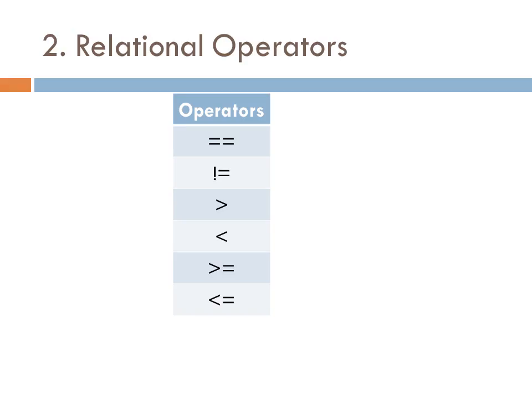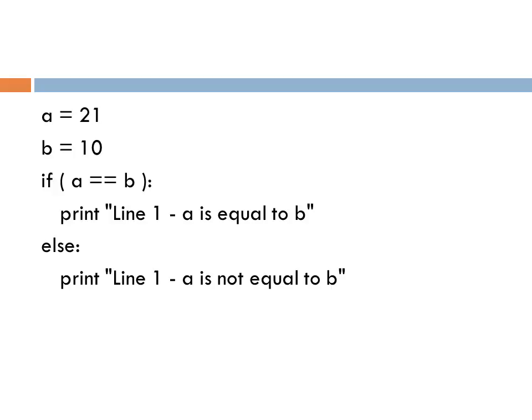Next one, relational operators. Relational operators are double equals, not equals, greater than, less than, greater than or equals to, and less than or equals to. In order to compare two variable values, whether they are equal or not, or greater or less than, we have to use the relational operators. Here A equals 21, B equals 10. Here we are using A double equals B, that means 21 equals 10. This condition fails, so it will give the output A is not equal to B. Similarly, we can place A greater than B, A less than B, and A greater than or equal to B. All these operators will return either true or false as output.